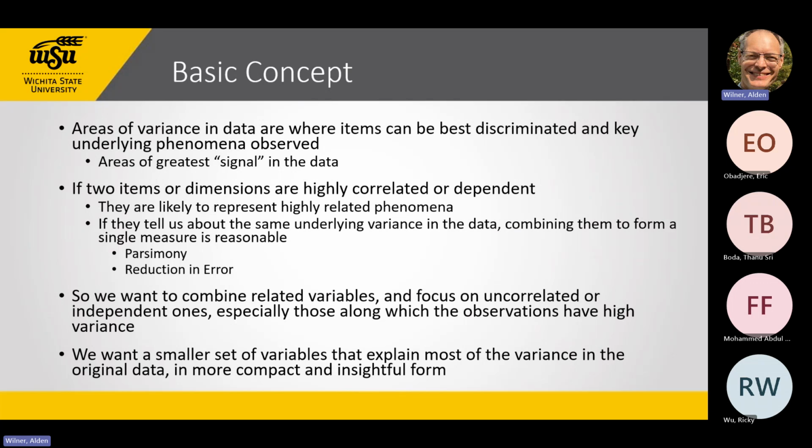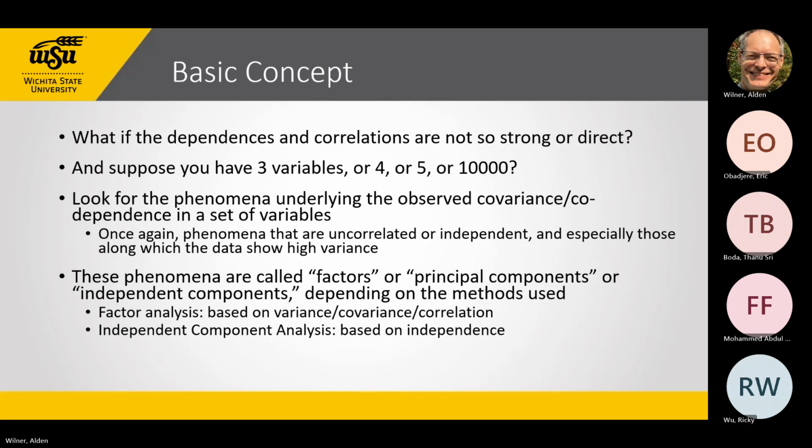That's a reasonable thing to do. Use the principle of parsimony: the simplest model is usually the best one, and reducing the error, right? We lessen our risk of making mistakes by having too much useless data in there. So we combine related variables, focus on the uncorrelated or independent ones, especially those along which our observations have high variance. We want a smaller set of variables that explain most of the variance in the original data in a more compact and insightful form, right?